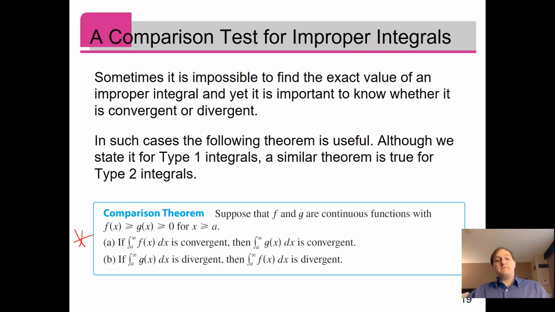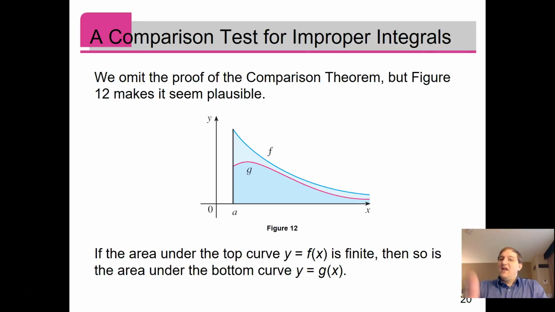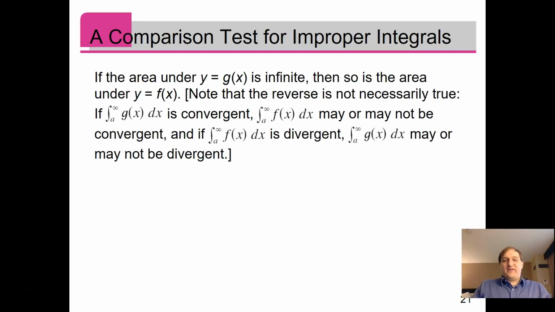And so the theorem states, if the area under the higher function converges, then the area under the lower function converges. Similarly, if the area under the lower function diverges, then the area under the higher function has to diverge as well. That's what the comparison theorem says. And here's the picture of that. We're saying if the area underneath f is finite, then the area under g has to also be finite because it has to be less. If the area under g is infinite, then the area under f also has to be infinite because the area under f is more. That's the basic idea of the comparison theorem.